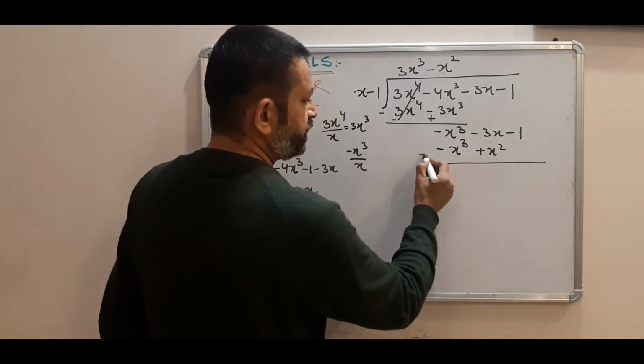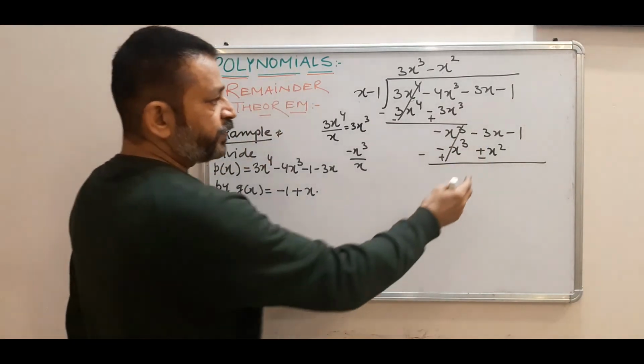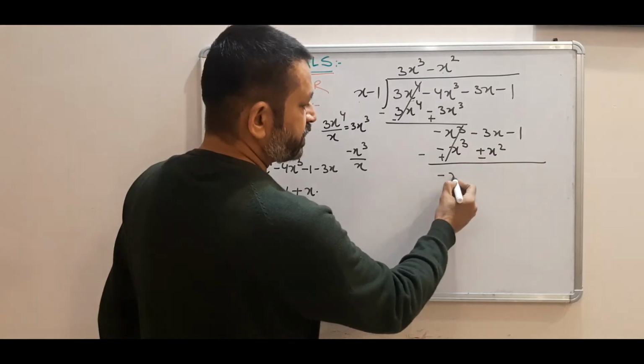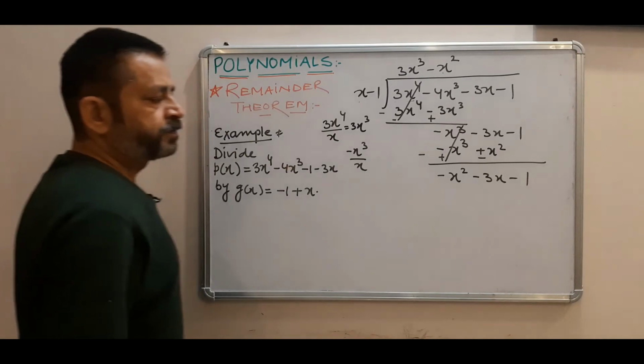We'll subtract again. So this sign will change and this will become minus. This is cancelled out. Now if you look at this, there is no term with x square. So this x square will come as it is. Then minus 3x minus 1.